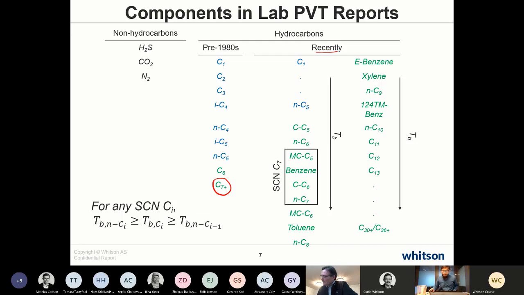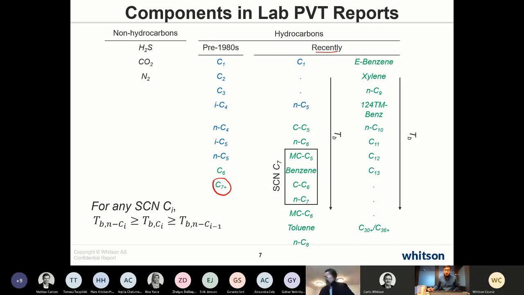Perfect. Thanks. So in the recent reports, the PVT studies, you find that you have the same lighter hydrocarbons, and for the heavier hydrocarbons, we get more resolution. So we get these isomers of this single carbon number C7, C8, and C9 components. For example, methyl cyclopentane, benzene, cyclohexane, and normal C7. So these isomers here, also some isomers for C8 and C9. And then we have usually single carbon number components until C30 plus or C36 plus as the heaviest fraction.